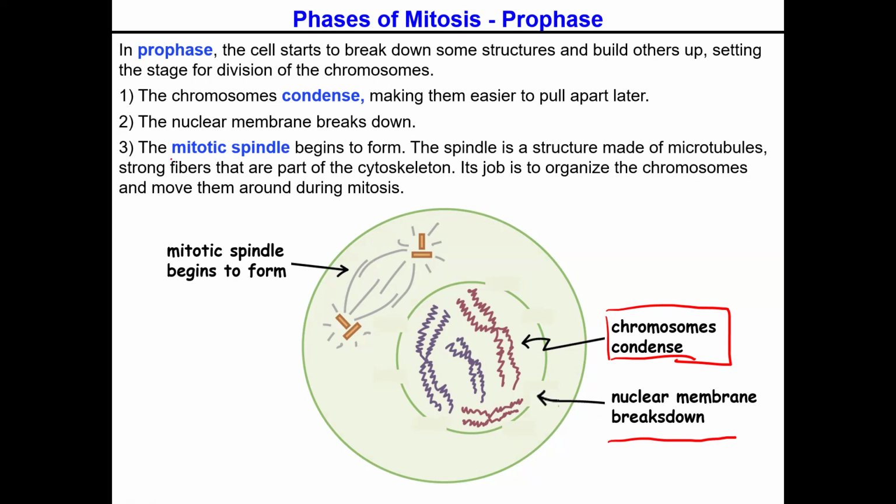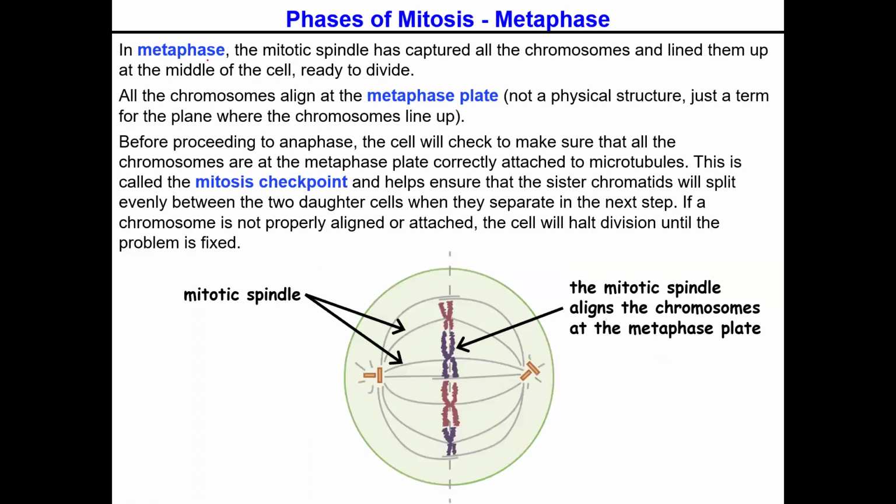We're also going to have mitotic spindles, which are going to begin to form. Now, these are going to be really important because these are going to be the actual pieces that are going to pull apart the DNA of chromosomes so that each cell can have a copy. Okay, so again, these are the three major steps that have to do with our prophase.